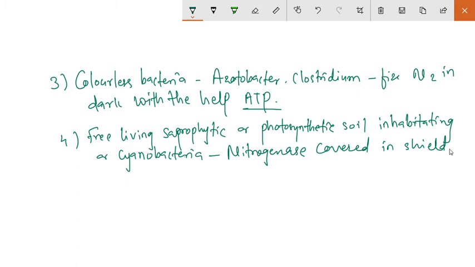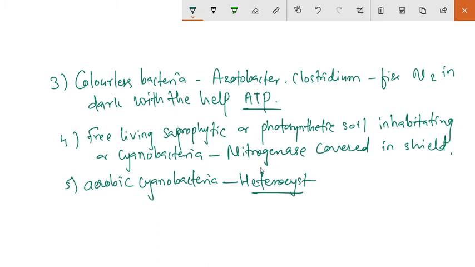Then aerobic and facultative bacteria, it fixes the nitrogen under anaerobic condition. Then aerobic nitrogen, it fixes cyanobacteria. They have thick walled heterocyst. Okay. Or aerobic cyanobacteria, they have the heterocyst inside which the nitrogenase enzyme is protected. Okay, and so they protect the nitrogenase enzyme and it helps to fix the atmospheric nitrogen.